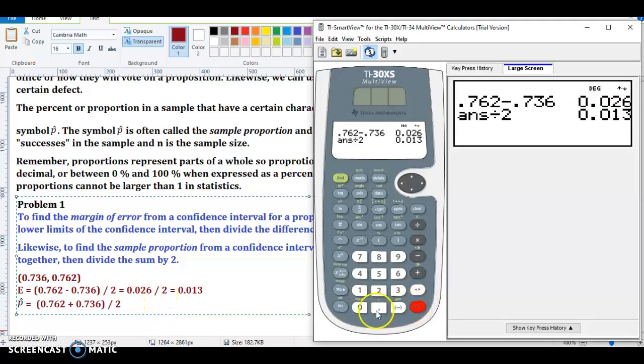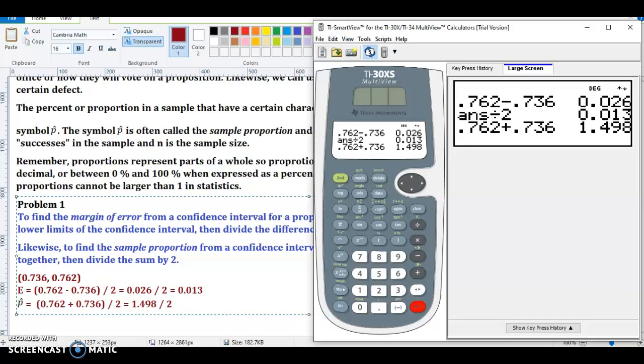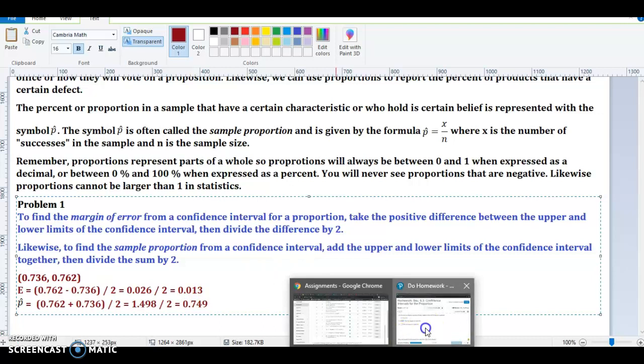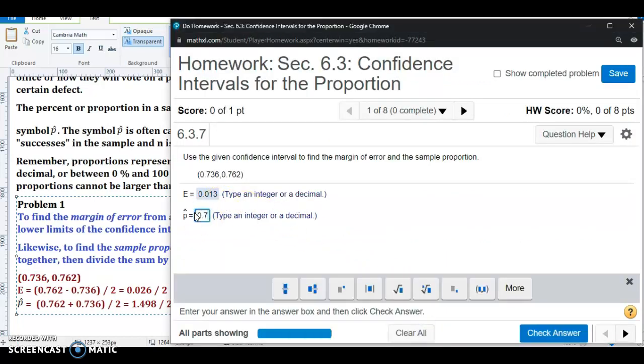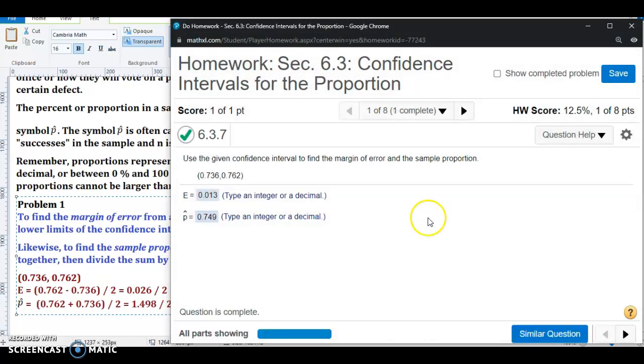Okay, so on our calculators, I'm going to do 0.762 plus 0.736. Let's get that total there. So it's 1.498. And we're going to divide that by 2. All right, so our sample proportion is 0.749. Okay, we've correctly completed question 1.